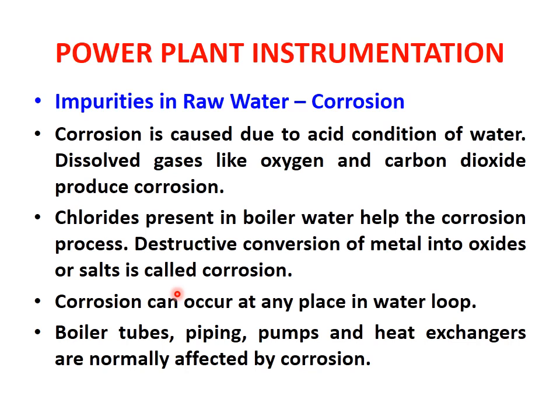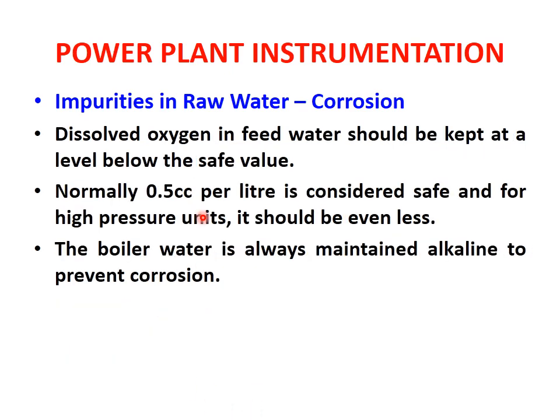So see that destructive conversion of metal into oxides happens in the presence of gases like oxygen and carbon dioxide, which we have mentioned here, and the corrosion starts to take place. And once the corrosion starts, it transfers from one point to another, and at one time the full pipe can be exposed to corrosion. Corrosion can occur at any place in the water loop. Boiler tubes, piping, pumps and heat exchangers are normally affected by corrosion. So these are the equipment or parts of the system where corrosion takes place at a larger rate.